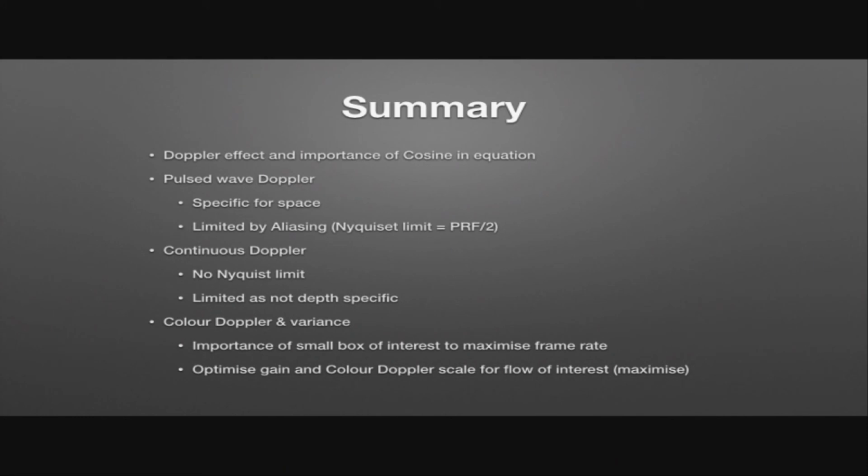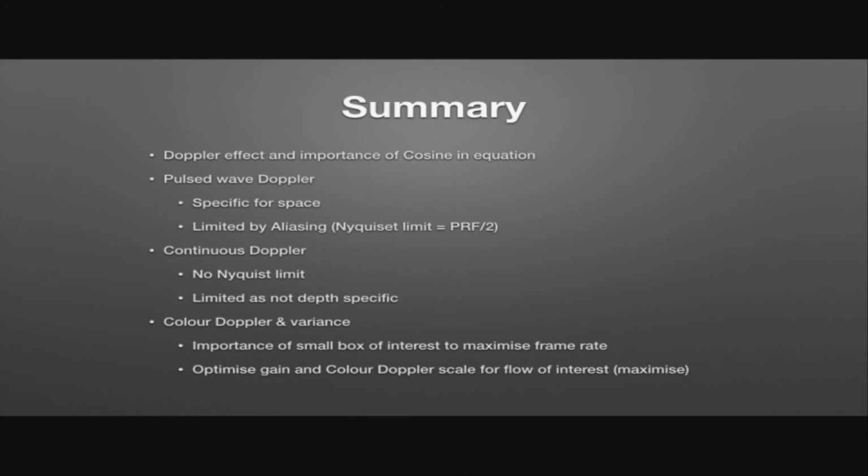Pulse wave Doppler gives us the specific movement of something in a particular area, so it's giving us some concept of spatial movement, but it's limited by aliasing, by the Nyquist limit, which is half the pulse repetition frequency of the received ultrasound wave. Continuous wave Doppler has no Nyquist limit. We can pick up much higher flows, but the problem is that it's not depth specific. So we only know what the movement of blood is along that particular line. We don't know where on that line.